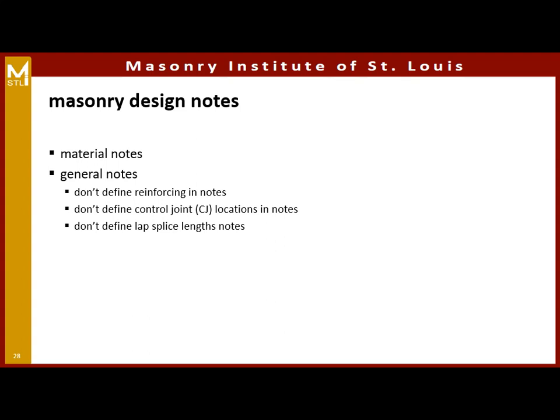So for the general notes, we'd like to not try and define the reinforcing in the notes. Same with control joint locations, and we don't want to define lap splice lengths in the notes either. This is kind of things for more typical projects, larger buildings.